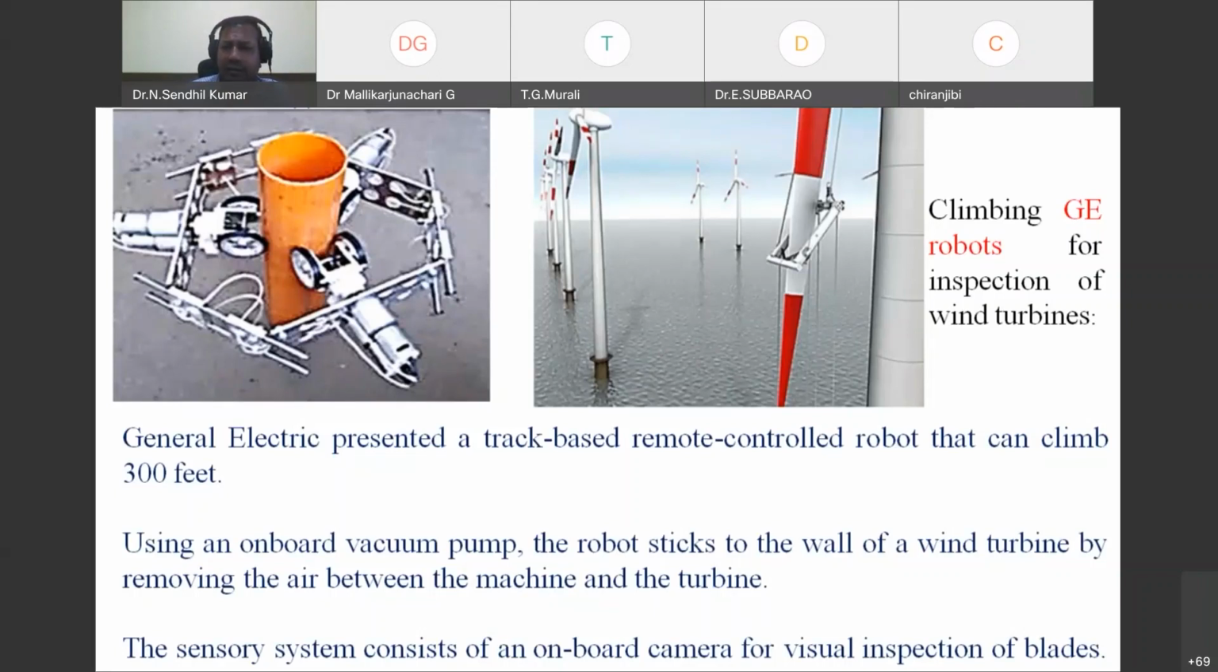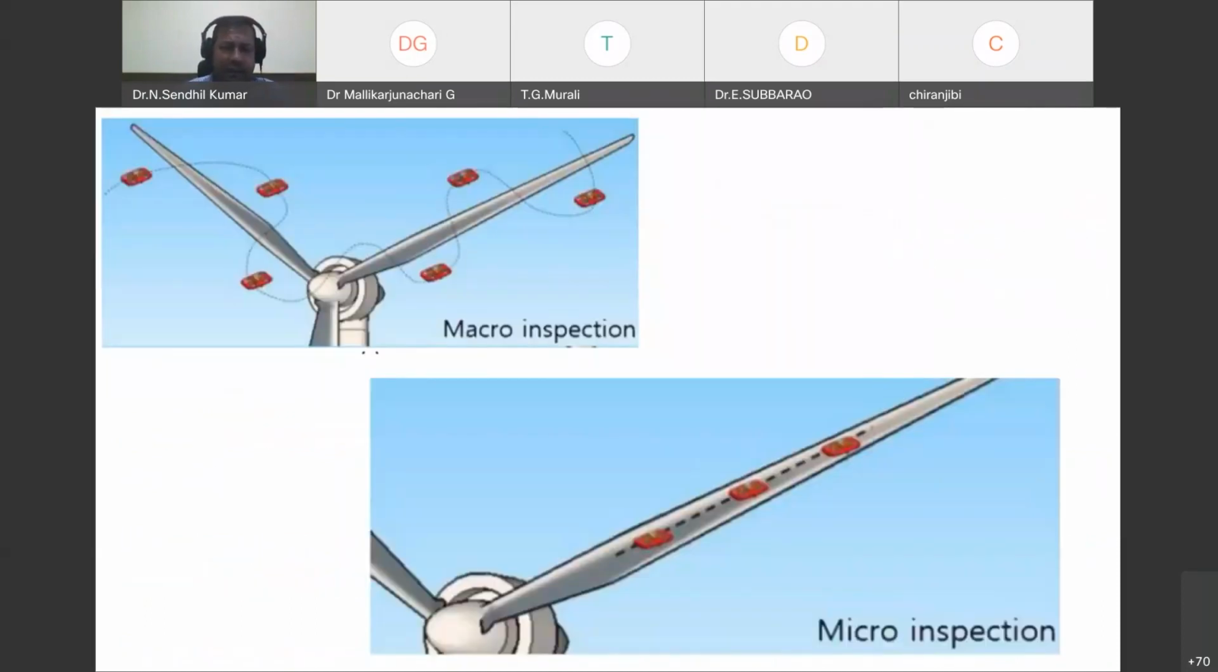The robots can be used for installation of wind turbines, and in the offshore, a few climbing robots can also be used to inspect the turbine blades. After being continuously exposed to the salt environment, what is happening on the blade surface, all those things can be monitored. Apart from that, we can do micro and macro inspection also. Inside the blade, on the surface of the blade, step by step we can go, and the entire area can be monitored, in the micro and macro inspection using robots.